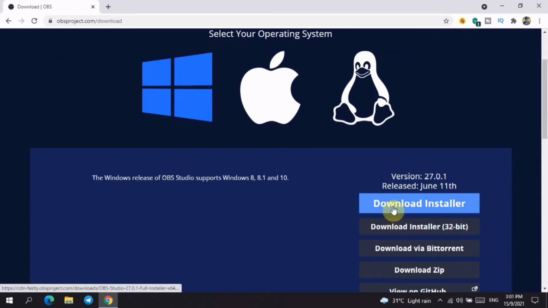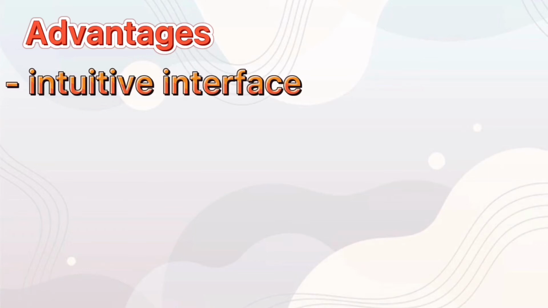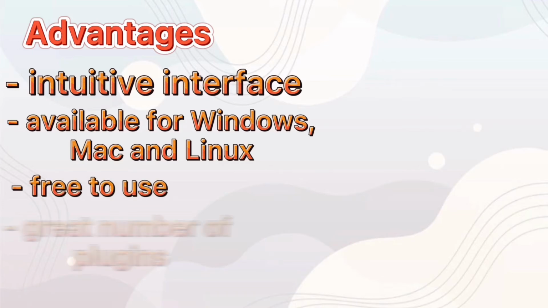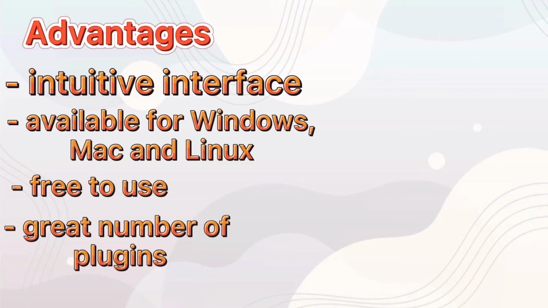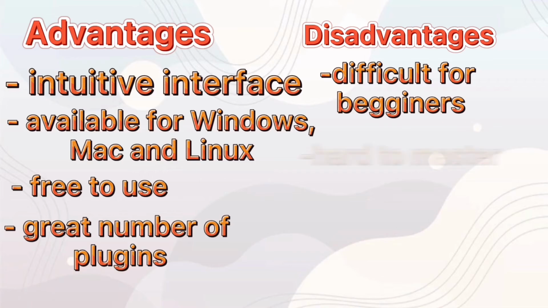After you click on download, you should choose your operating system, whether it is Windows, Mac or Linux, and click on download installer. I think OBS is the best screen recorder for experts and people who want to capture their gameplay. But in my opinion, OBS is not suitable for beginners because it has so much of options. Anyways, here are the advantages and disadvantages of OBS Studio. Advantages: intuitive interface, available for Windows, Mac and Linux, free to use, great number of plugins available. The disadvantages are: great numbers of options make it difficult for beginners, hard to master OBS for beginners, steep learning curve.